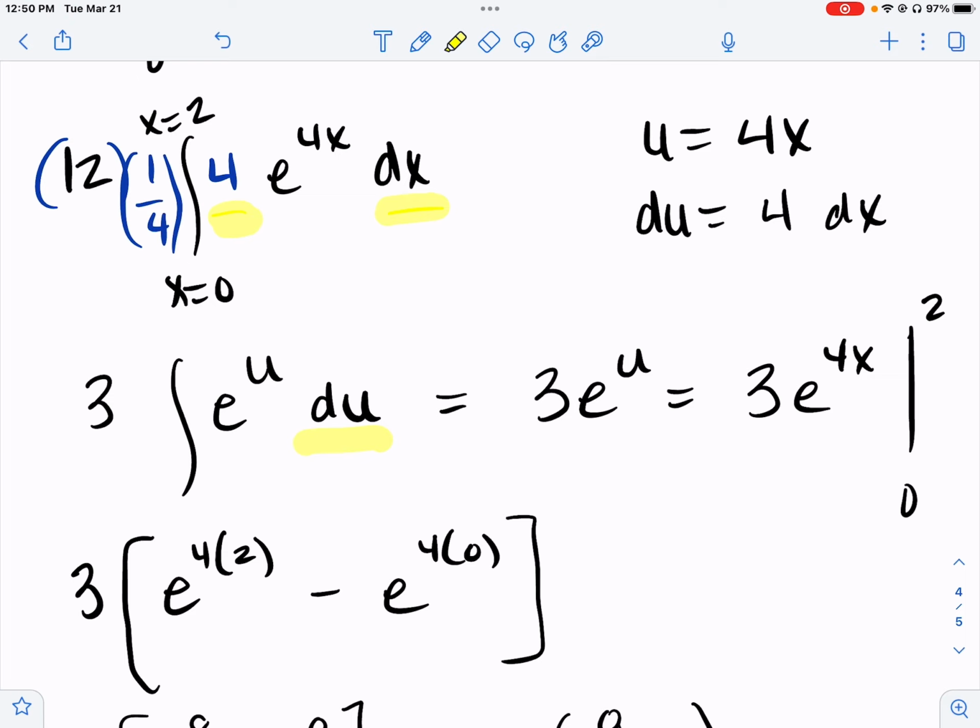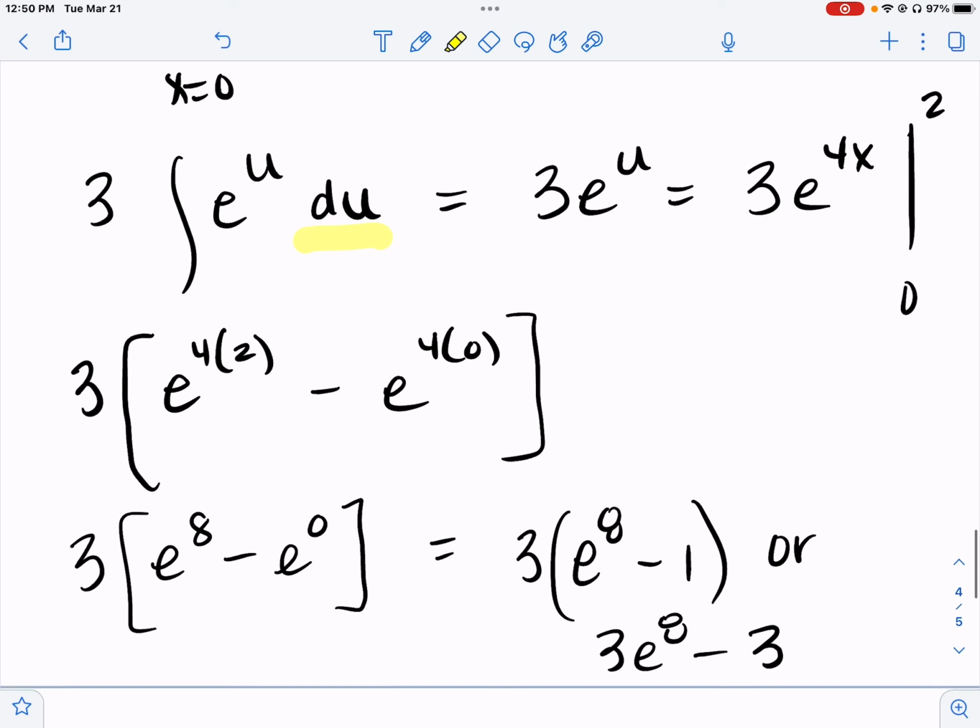Replace u with 4x and evaluate with our limits. Okay, I like to have the number on the outside and then just plug in. Okay, so I've got my 3 on the outside. Replace x with 2, subtract, replace x with 0. So I've got 3 times e to the 8th minus e to the 0. Anything to the 0 power is 1. So you can have the 3 outside or you can distribute the 3. That's the end of our review.